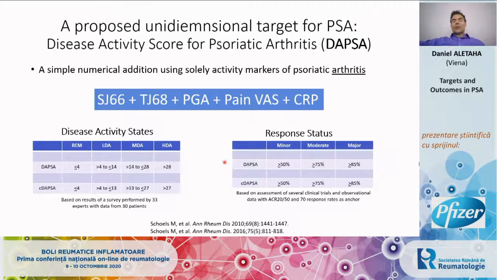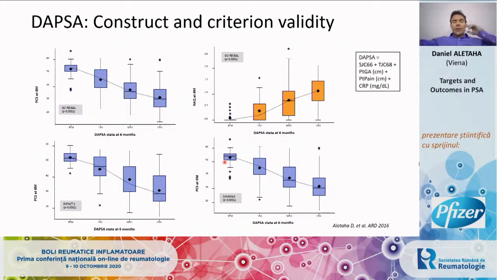85%. And this is in analogy to the ACR response rates, which are used in all trials, and they have, in fact, been developed for RA and not for PsA, but the convention still is to use the ACR response criteria to some extent, and we have to be aware of that. The DAPSA has shown good construct and criterion validity. If you look at the DAPSA states and the physical component score of the SF36, and you use different data sets, you can see that this is really consistently showing construct and criterion validity.